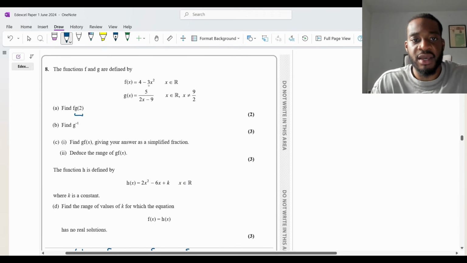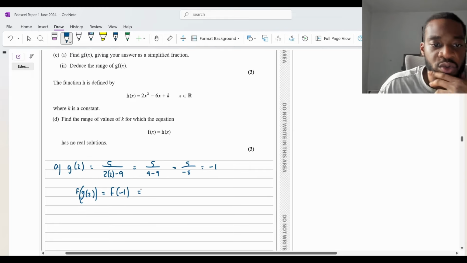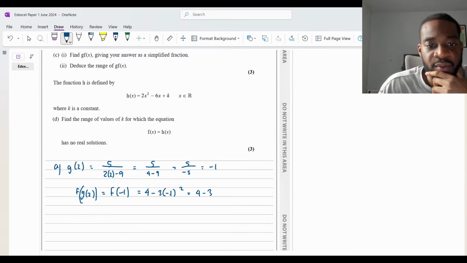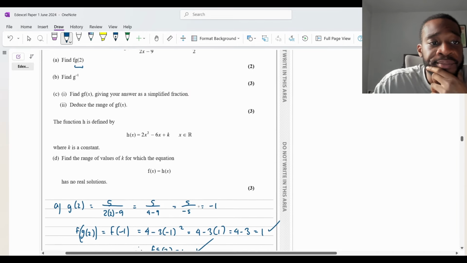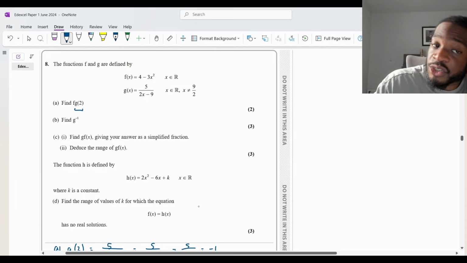4 take away 3 minus 1 all squared. That is 4 minus 3. Minus 1 all squared is a positive 1. That's 4 take away 3, which is 1. So therefore, f of g of 2 is just 1. So that's part A. Part B, it says find the inverse of g.